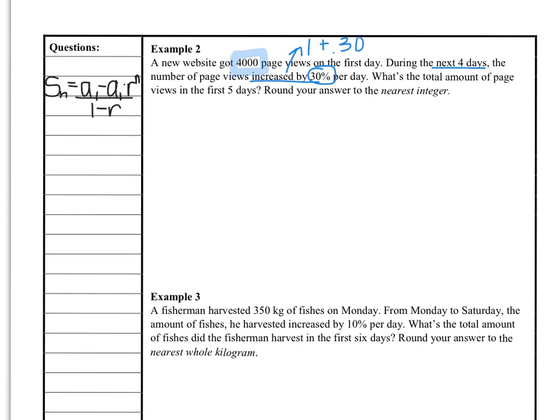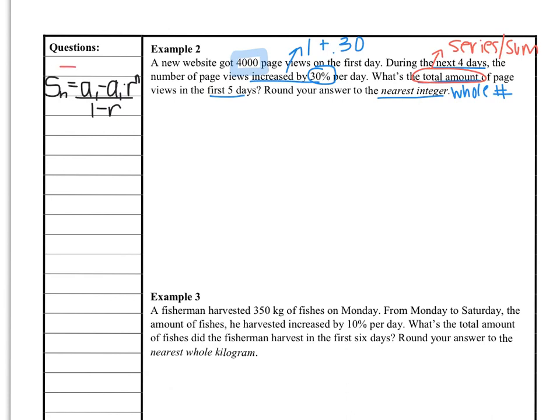So per day, what's the total amount of page views in the first 5 days? It also says round your answer to the nearest integer, so that would be the nearest whole number. Okay, so what is the total amount? This needs to be ringing bells in our head, that this means that we need the series, or the sum, of all the first 5 days. So day 1 plus day 2 plus day 3 plus day 4 plus day 5.